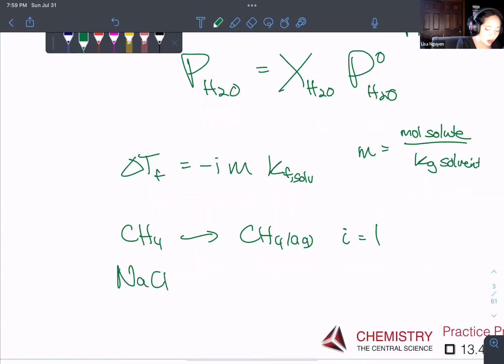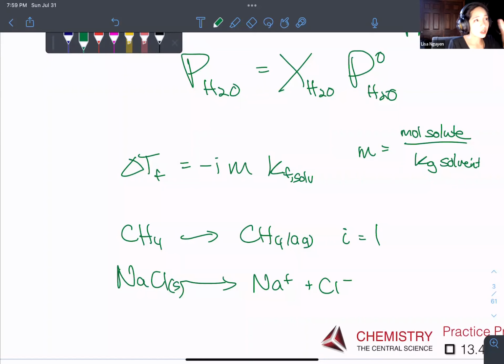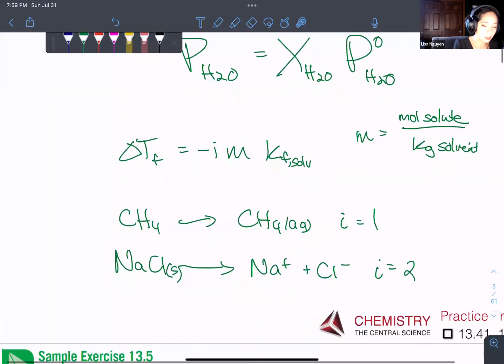Where things differ is something like salt. If you dissolve NaCl solid, and you have a certain number of moles of NaCl you dissolve, you actually get Na+ and Cl-. You get a 2-for-1 special. For every 1 formula unit of NaCl you dissolve, you get 2 particles out of it. So your van 't Hoff factor equals 2 instead. So you get twice as much freezing point lowering for NaCl versus a molecular substance.